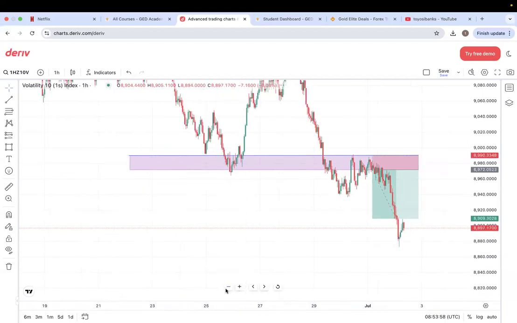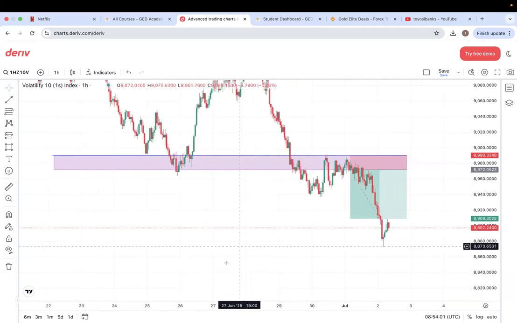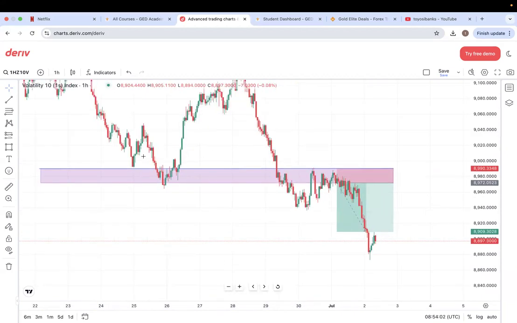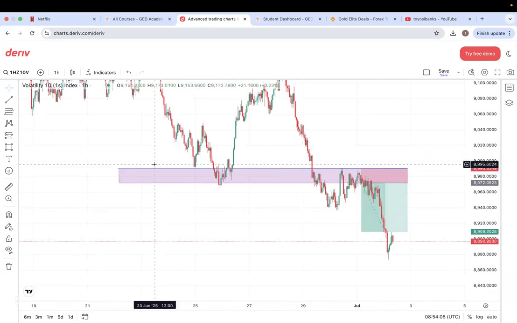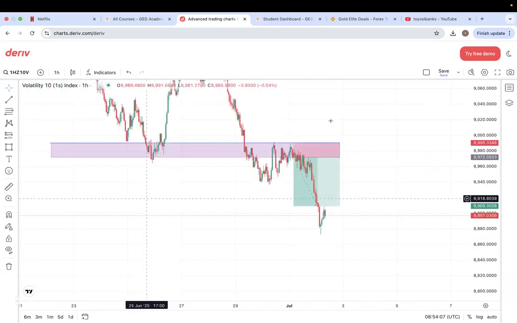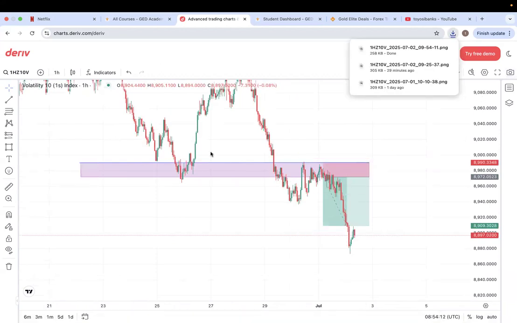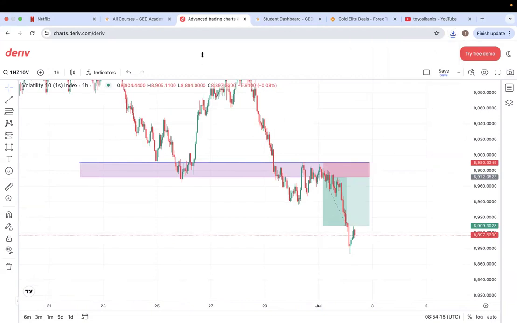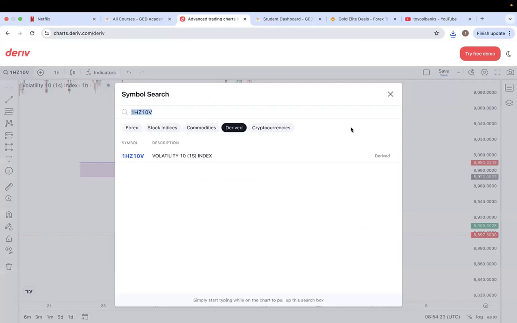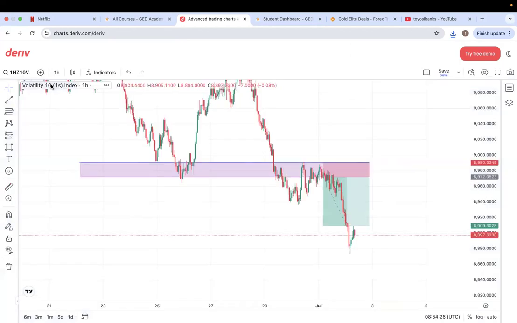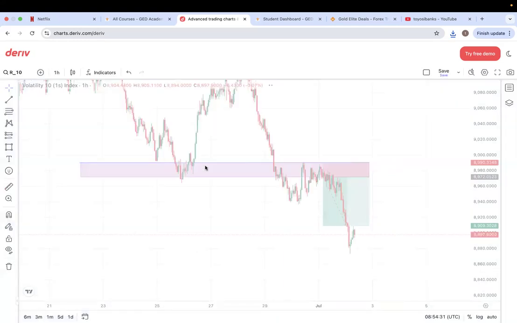So what else? Let's look at a new possible entry. This was yesterday's setup on volatility 10-1s. For me right now, I'll be looking at a new area for new opportunities. First off, let's check for other pairs that we can see. I personally trade volatility 10-1s mostly, but let's look at other pairs quickly.